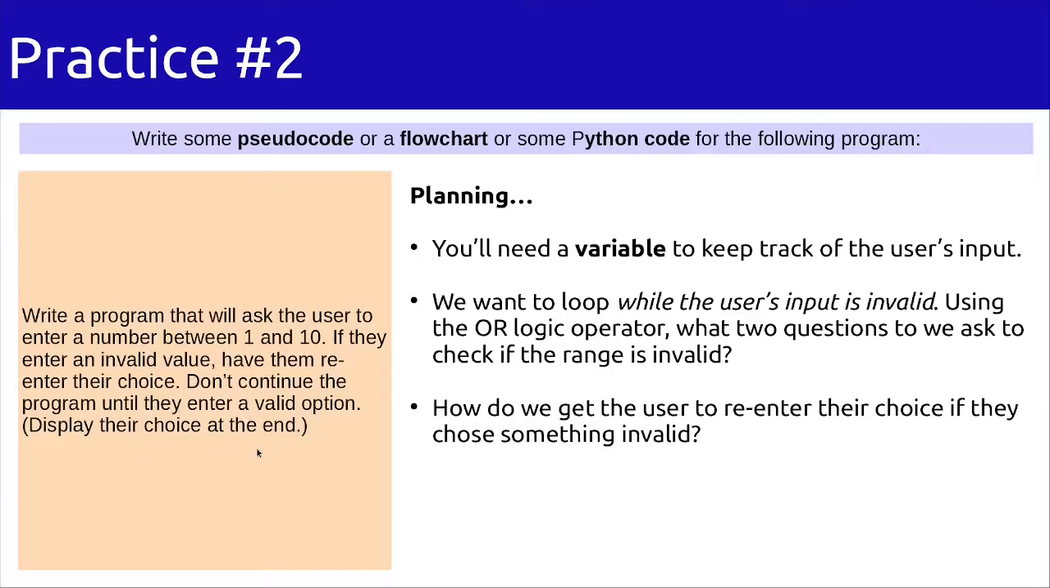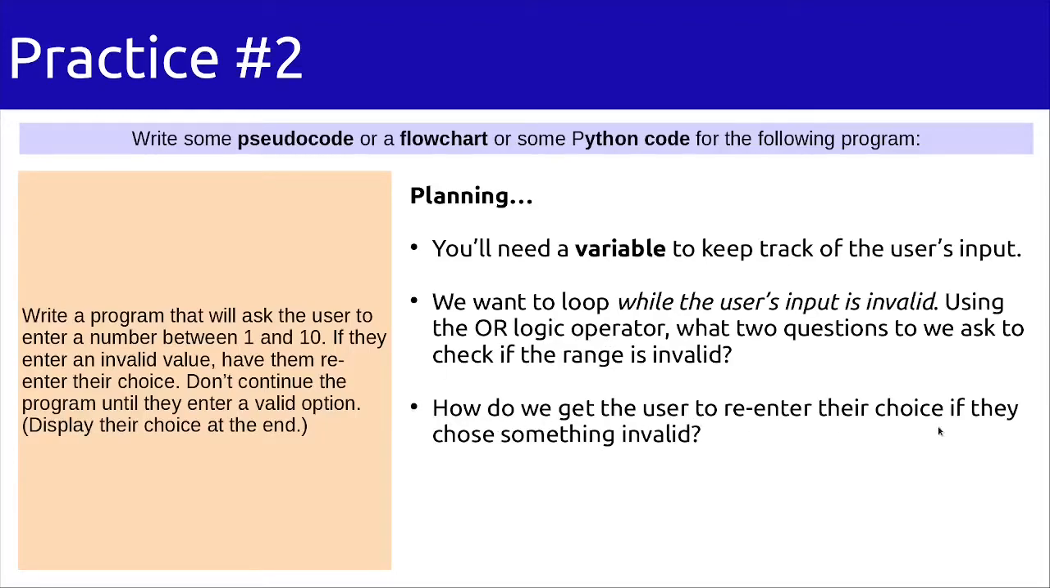So in this case, we're getting the user's input and we're basically not letting the program continue until they enter something valid. So we'll need a variable for the user's input. We want to write a loop that will say continue looping while the user's input is invalid. We have a range. 1 to 10 is valid, so less than 1 is invalid. Greater than 10 is invalid. And we can use the OR logic operator to check this.